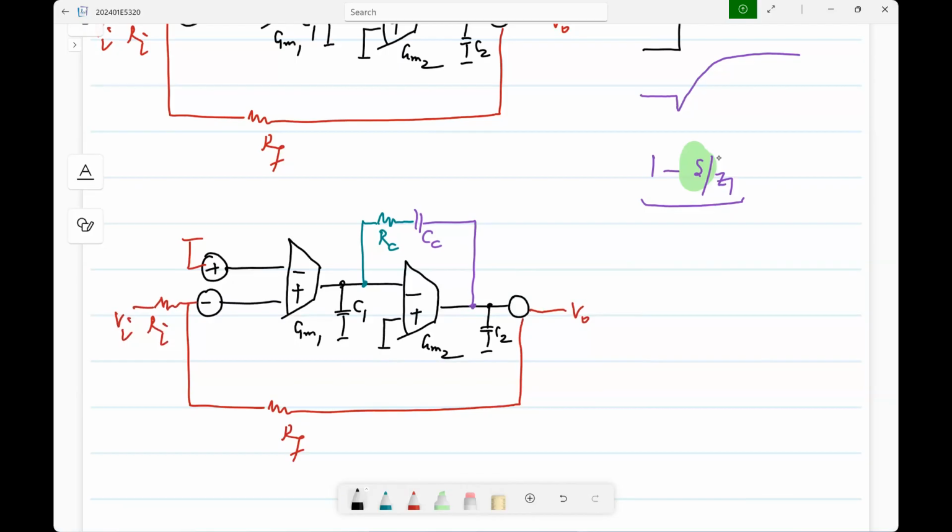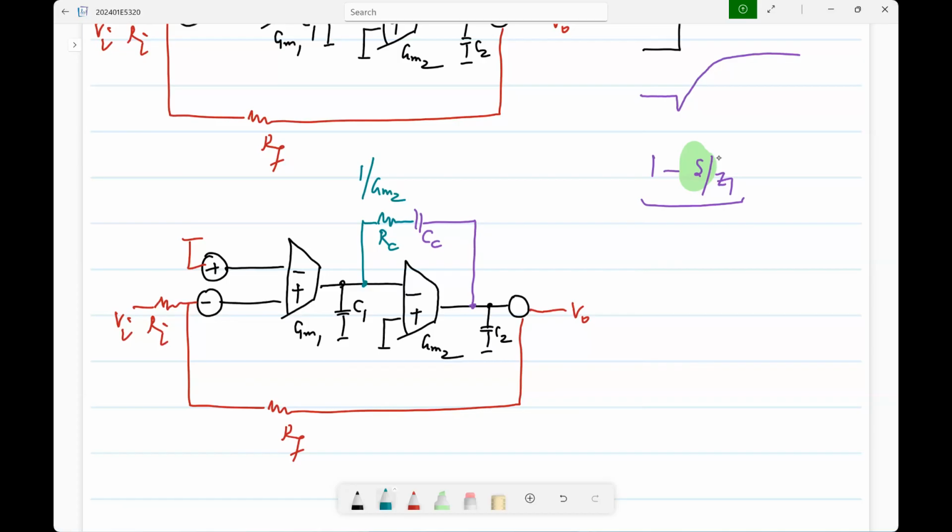So what is the value of RC required to make the zero go to infinity? That is for the zero to disappear. 1 by GM2. Okay. We'll just discuss why 1 by GM2. But anyway, that will make the zero go to infinity.